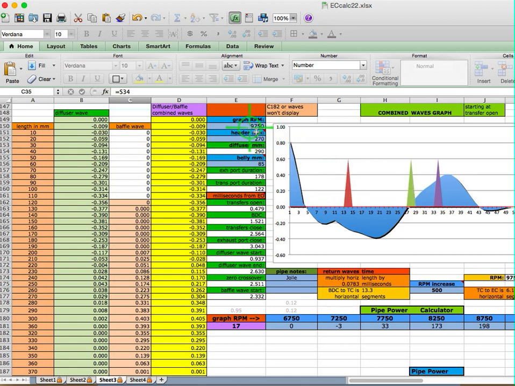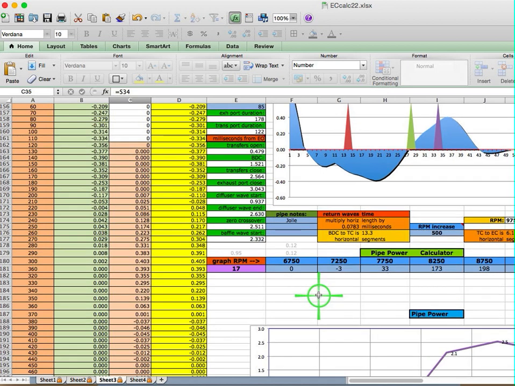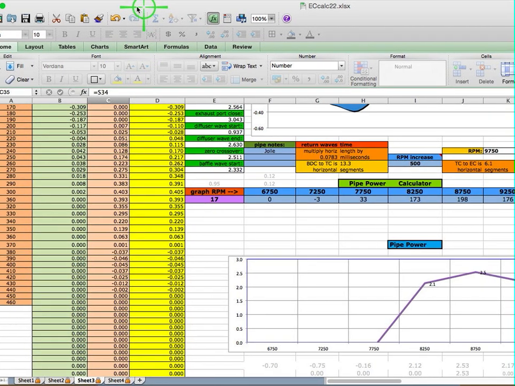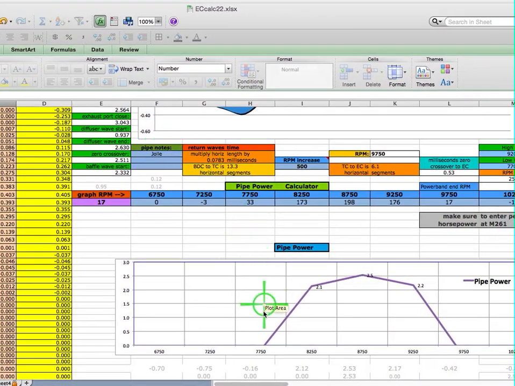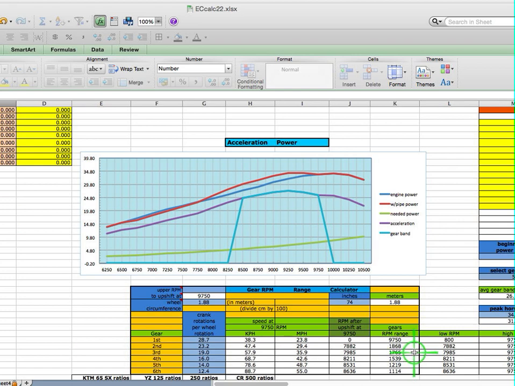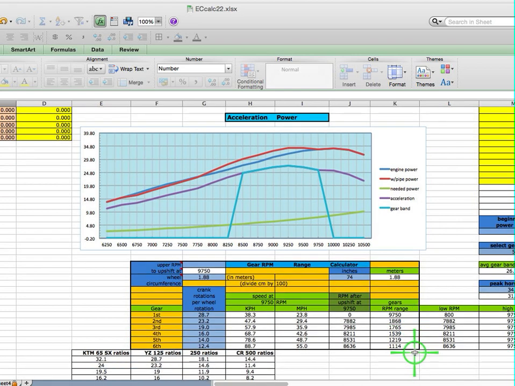And you're able to enter in the RPM, and this right here will calculate a certain number that you'll enter in for that RPM. And using all these numbers for about a 3,000 RPM range, it will show you the pipe power and the RPM it begins and ends at. And what's exclusive to this calculator, as compared to others, is that it's got an acceleration power calculator.